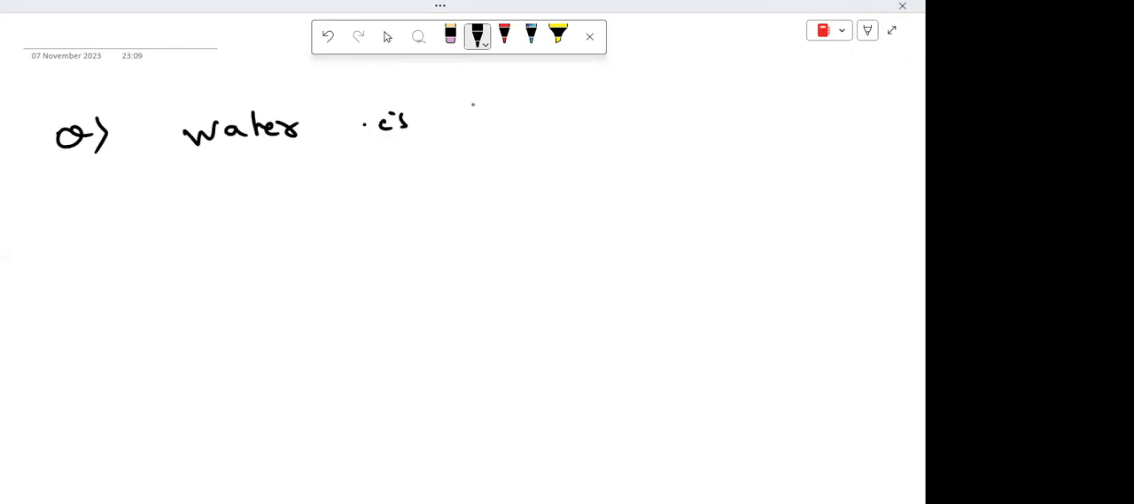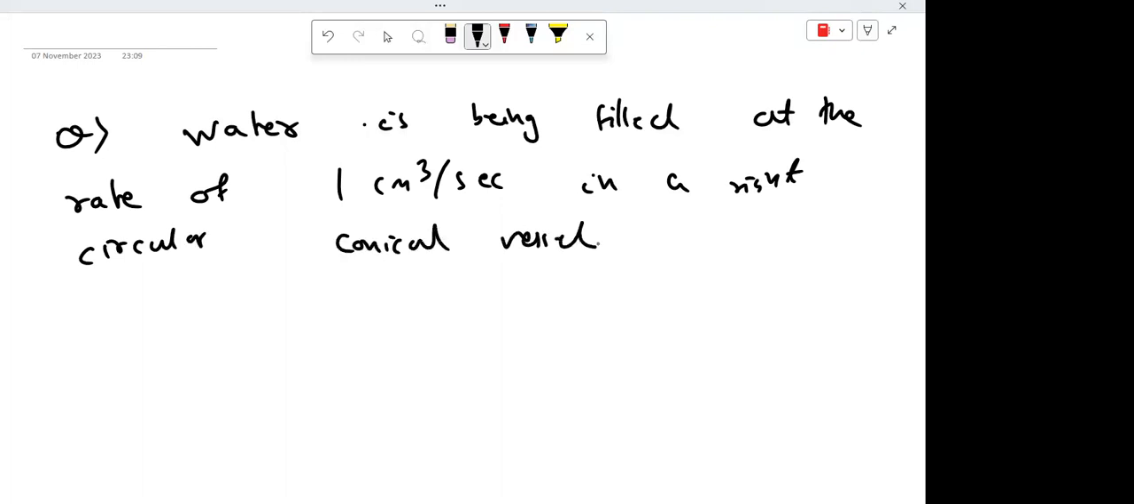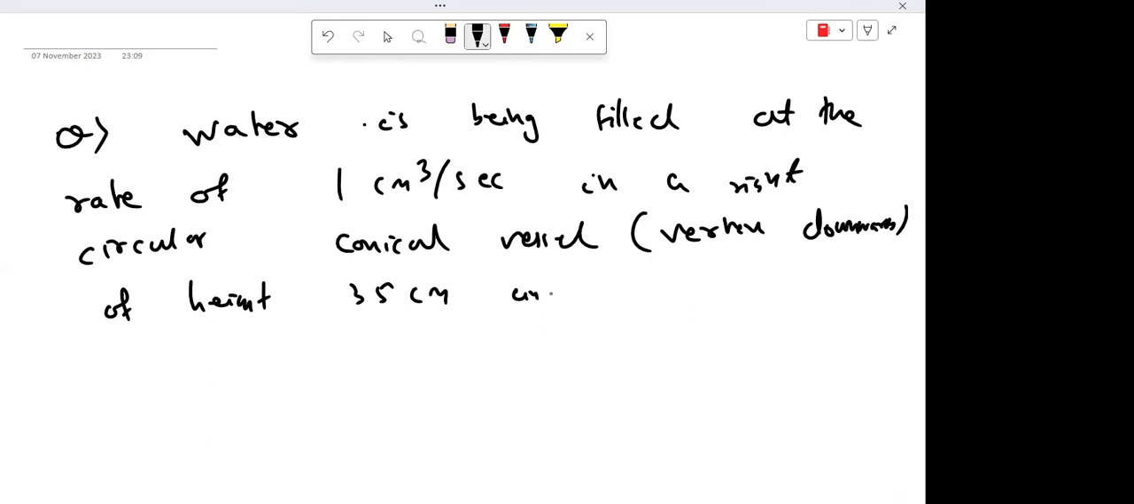We are asking, water is being filled at the rate of 1 centimeter cube per second in a right circular conical vessel, vertex downwards, of height 35 centimeter and diameter 14 centimeter.